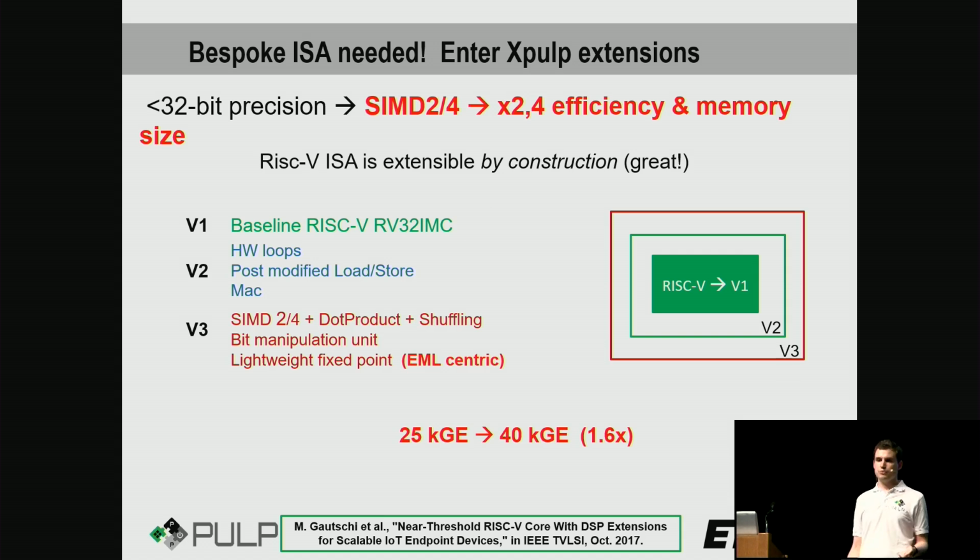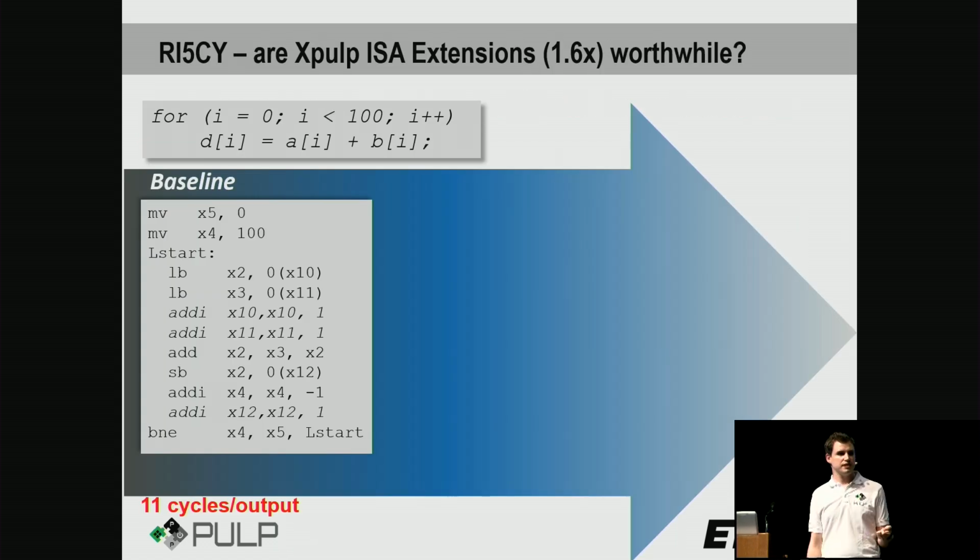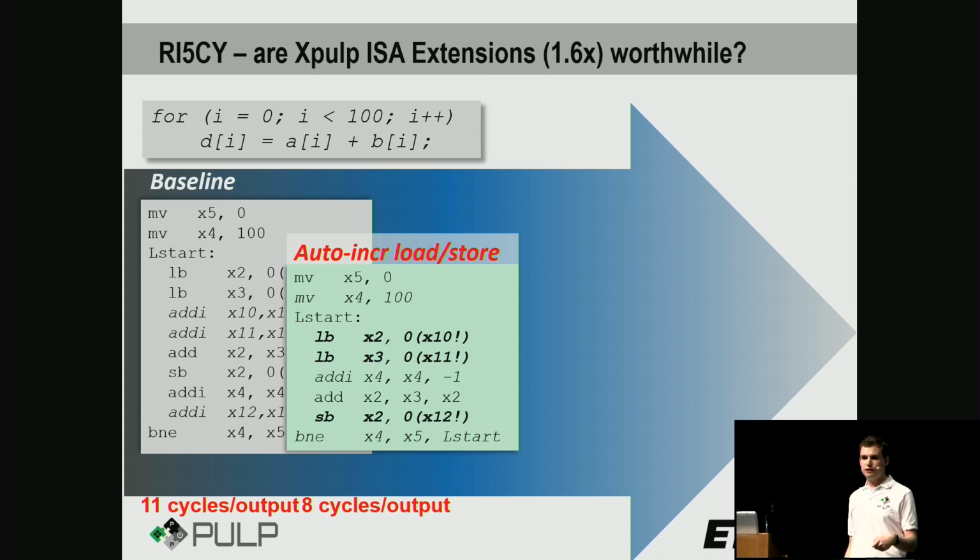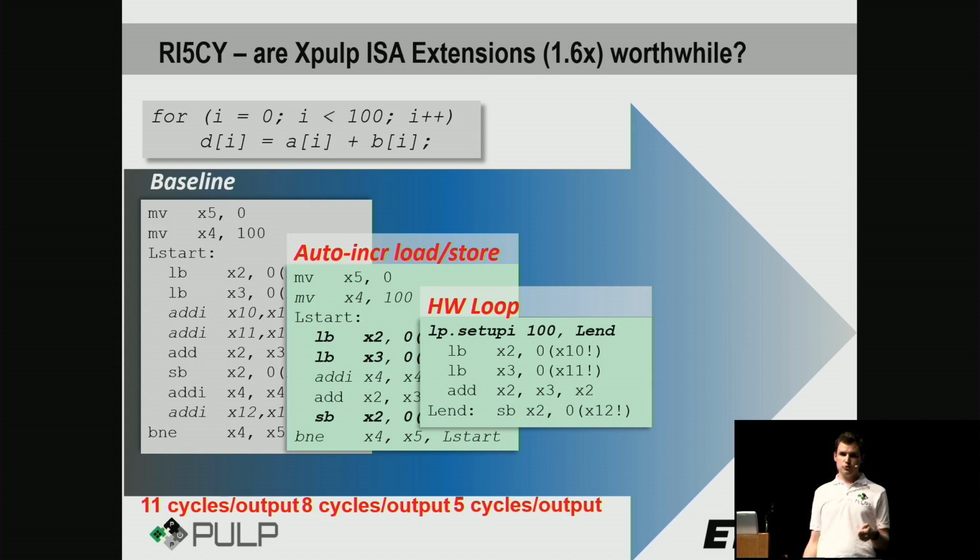Now the question is, is it actually worth it? If we look at a very small example, this is a very simple pointwise addition on a vector. If you do this in plain RISC-V, you end up with roughly 11 cycles in the machine being consumed to produce one output element of the vector. Now, if we add our post-increment loads and stores, this goes down to 8 cycles per operation, because we can get away with the pointer fiddling. If you use hardware loops, we can also do away with all the bookkeeping for the loop indices, which makes it go down to 5 cycles per output.